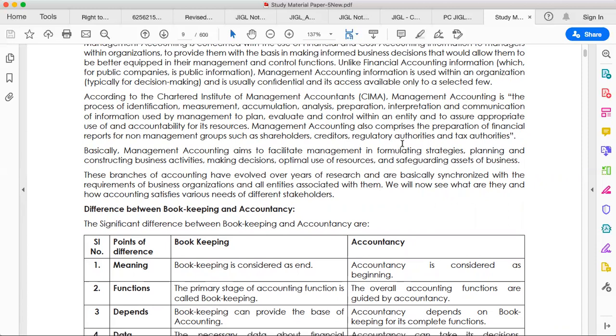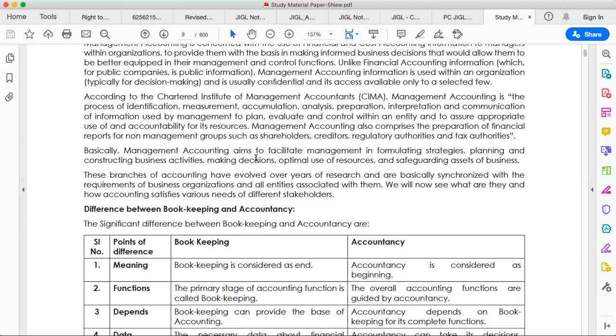Basically, management accounting aims to facilitate management in formulating strategies, planning and constructing business activities, making decisions, optimal use of resources, and safeguarding the assets of the business. So, where will it help? First, to formulate strategy. What is business strategy? Like they are finding some new market. So, this is strategy. They are thinking of the acquisition of a new company. They're thinking of demerger, merger. So this is strategy. Planning and constructing business activities: how it will be sold, where it will be manufactured, what price, everything. Making decisions.